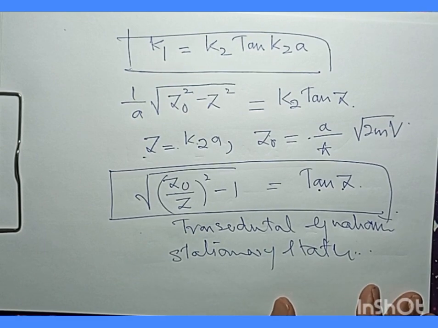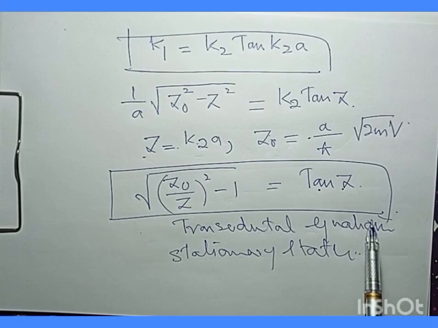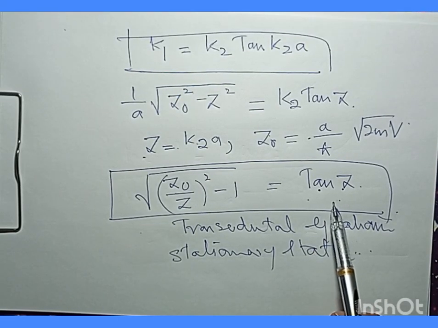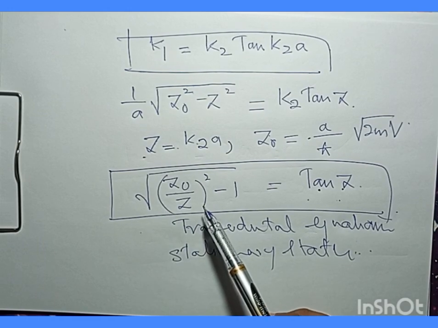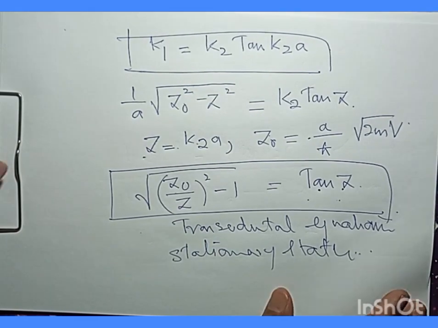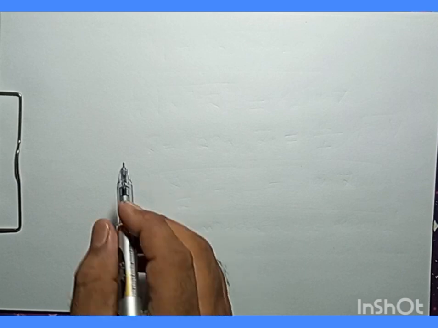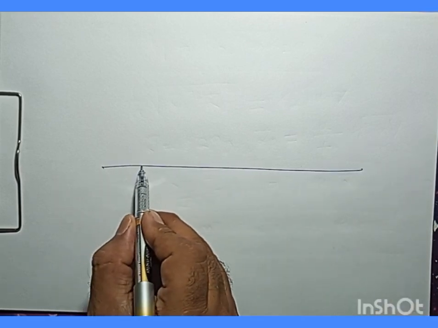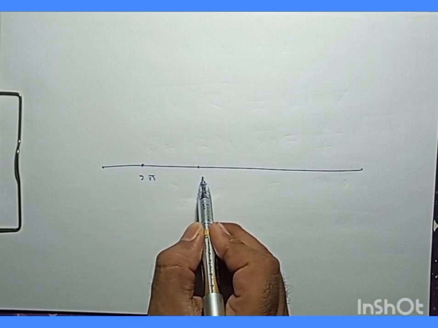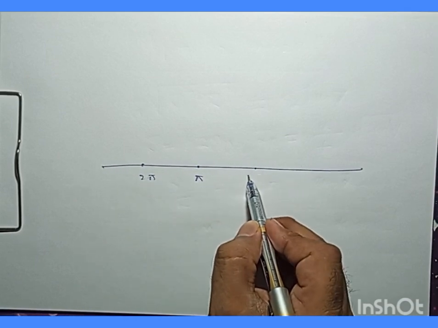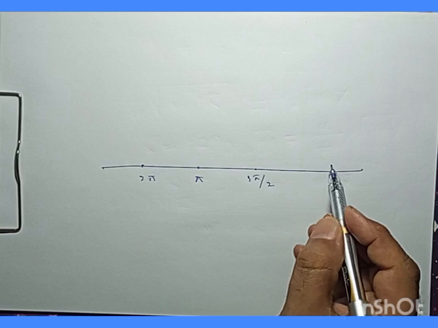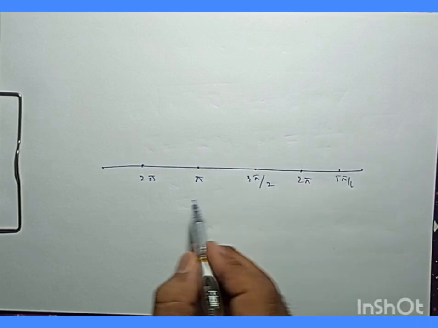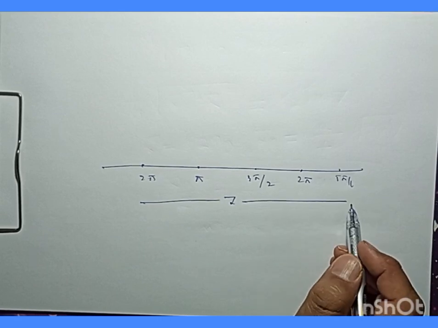So what we do is we plot the graph between tan z, which is equal to the square root of (z naught by z) whole squared minus one. So we choose an axis like this. This is my axis. So this is pi, this is 3 pi by 2, and 2 pi, and 5 pi by 2, and this is my z that we have defined already.